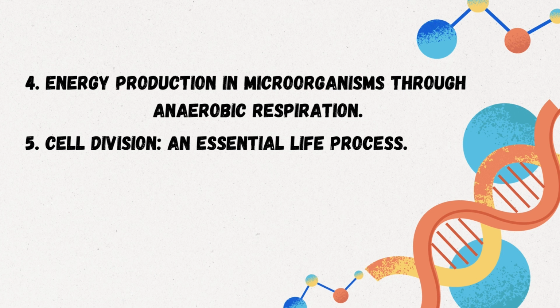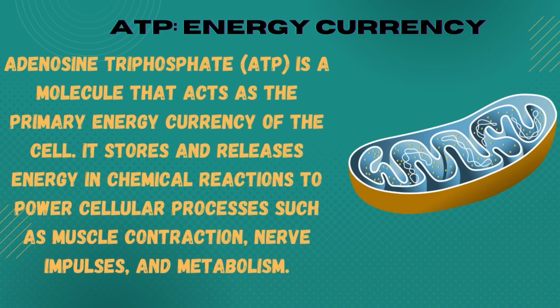So let's get started. So dear friends, first we will learn about ATP, which is energy currency. ATP, also known as adenosine triphosphate, is a molecule that acts as the primary energy currency of the cell. It stores and releases energy in chemical reactions to power cellular processes such as muscle contraction, nerve impulses, and metabolism.